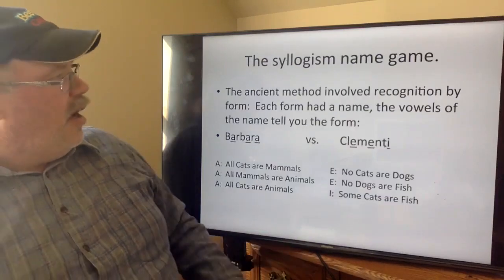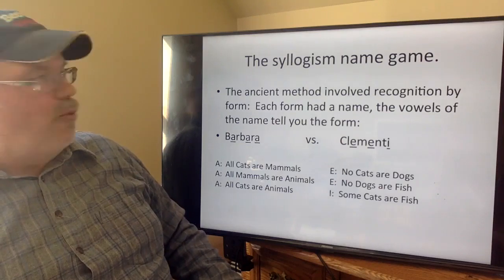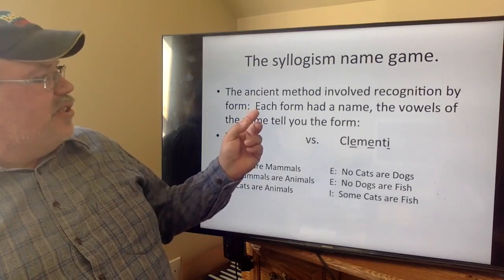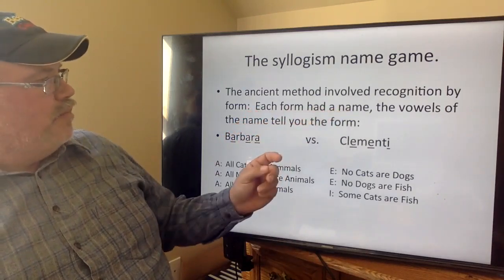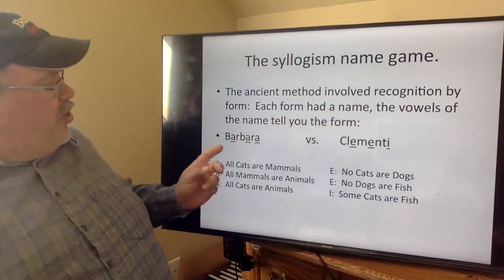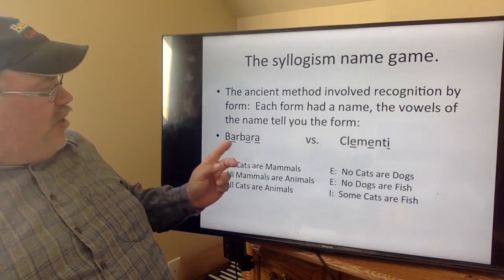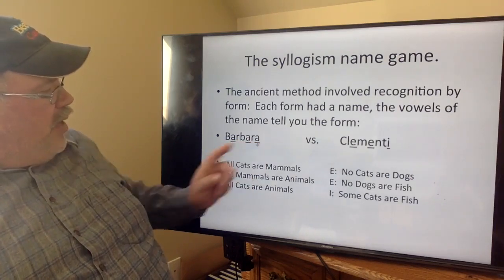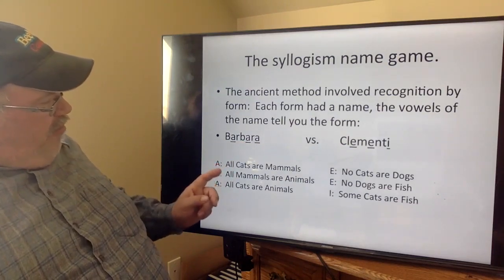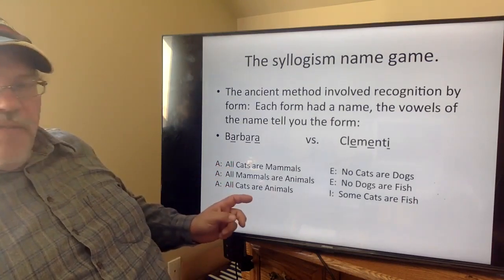I think I'd like to just tell you a little bit about how the 256 syllogism system works, where each form had a name. And what's cool is the vowels of the name told you the form. So if you have a syllogism named Barbara, notice that all the vowels are A. And so when you look at the form of the argument, you go, oh, this is A form, A form, A form. And that, in fact, is known to be a valid argument.